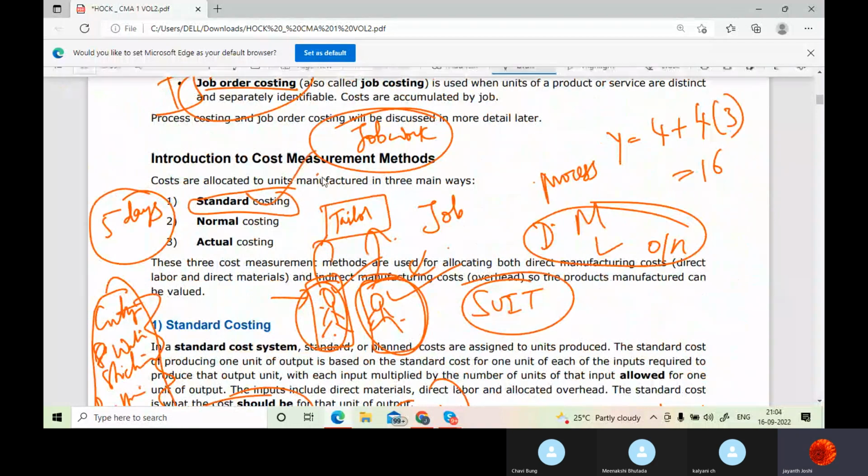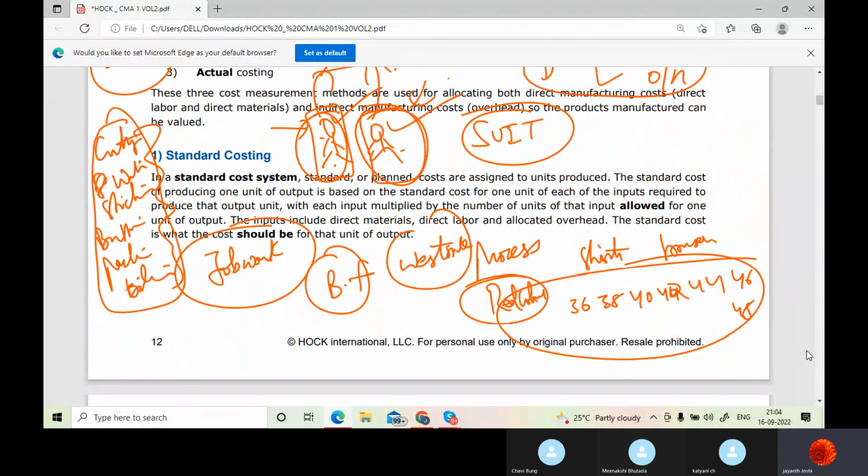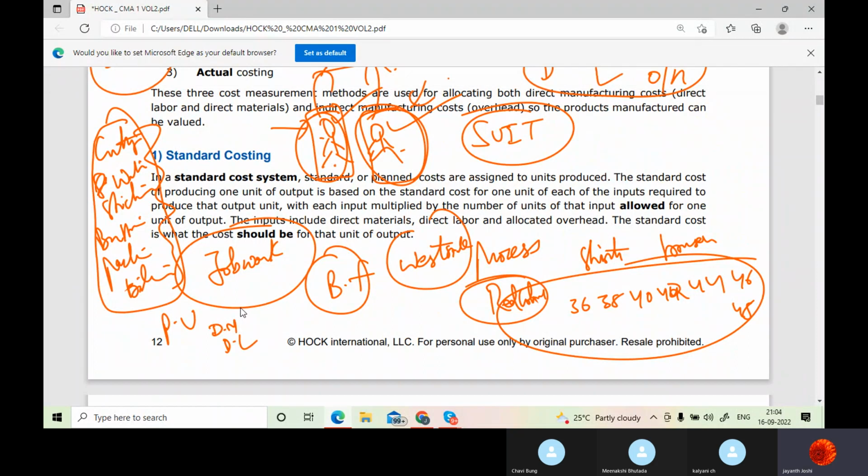First, we'll speak about standard costing. Standard costing we have already discussed while studying the budgeting concepts. This is nothing but per unit material, direct labor, all standard cost. But the total cost which we have planned or estimated or budgeted is nothing but the budgeted cost.